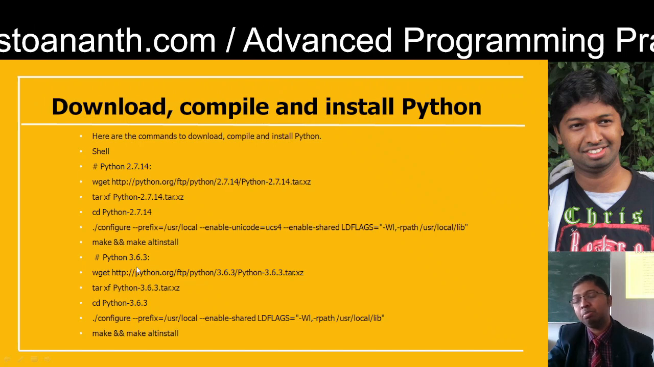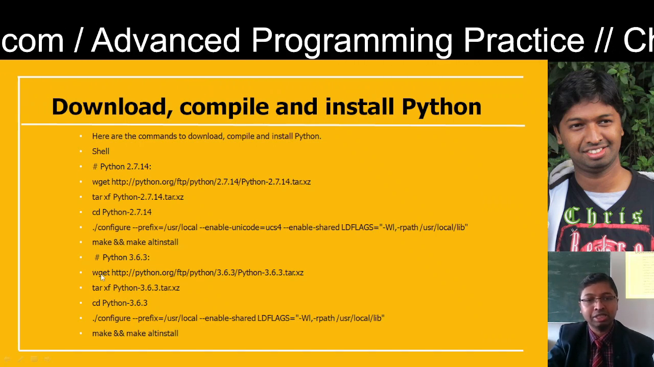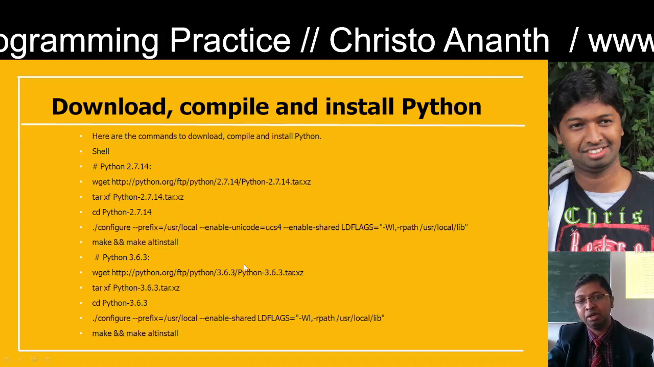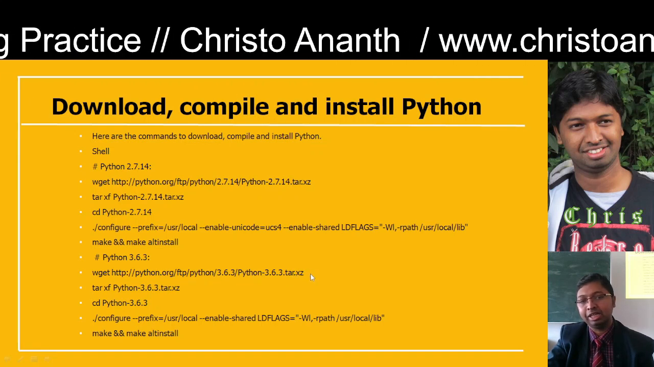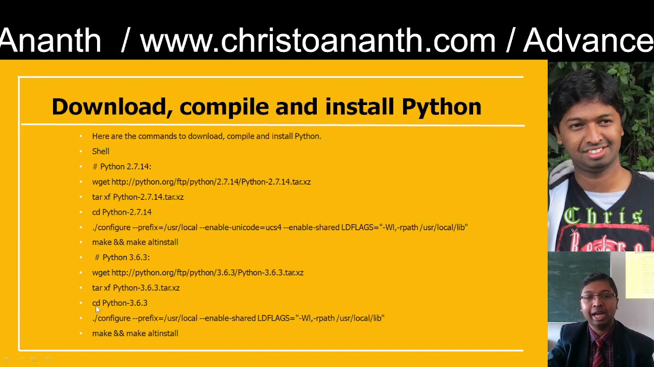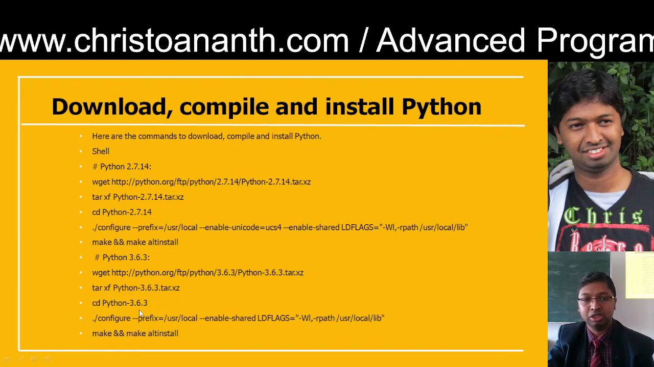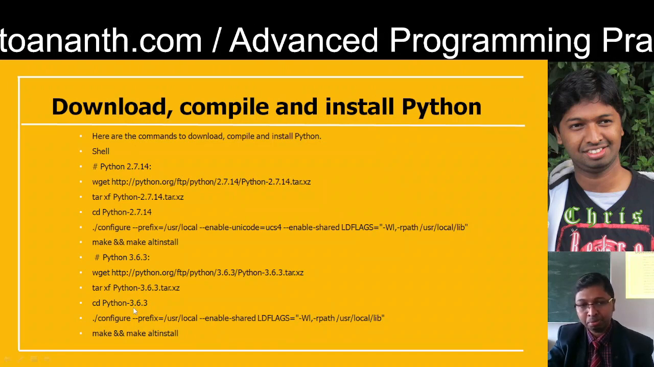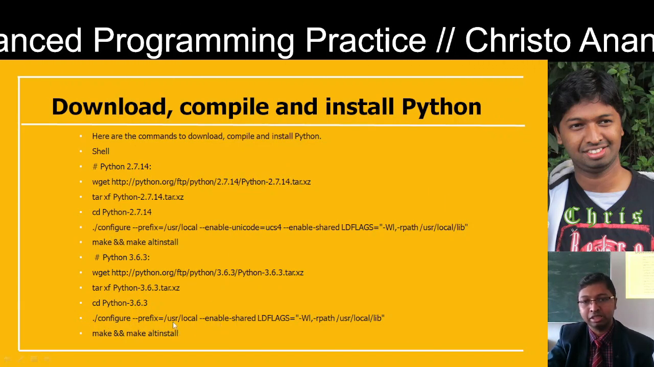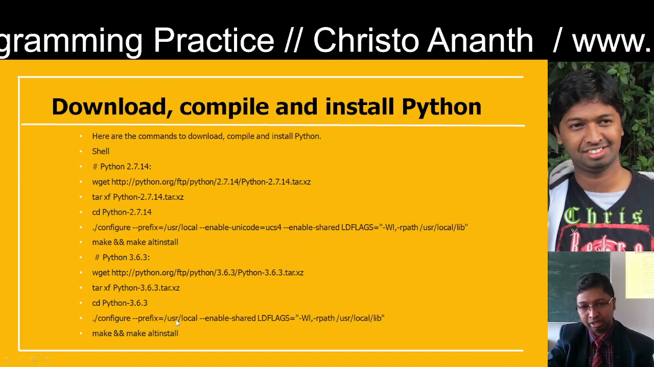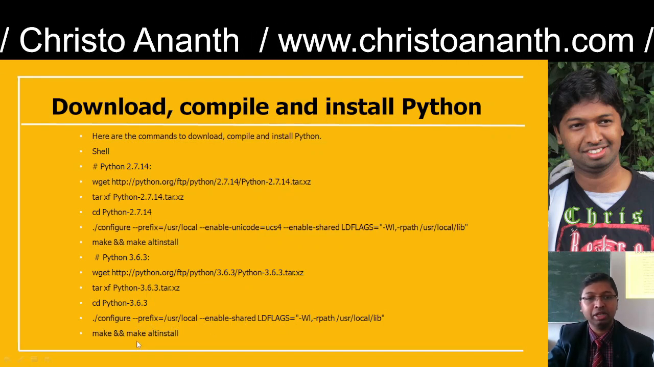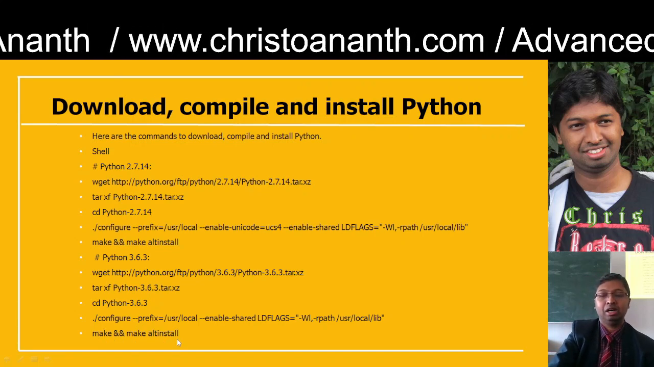So maybe in 3.6.3 also you will go with the same thing, wget from python.org ftp, the version tar.xz, okay. Then you will go with tar xf, okay, this is the same thing, and change the directory to the new version, okay, Python 3.6.3. So you configure the same thing over here as displayed, okay, the prefix /usr/local, enable shared, LDFLAGS, okay. Then you make altinstall, okay.